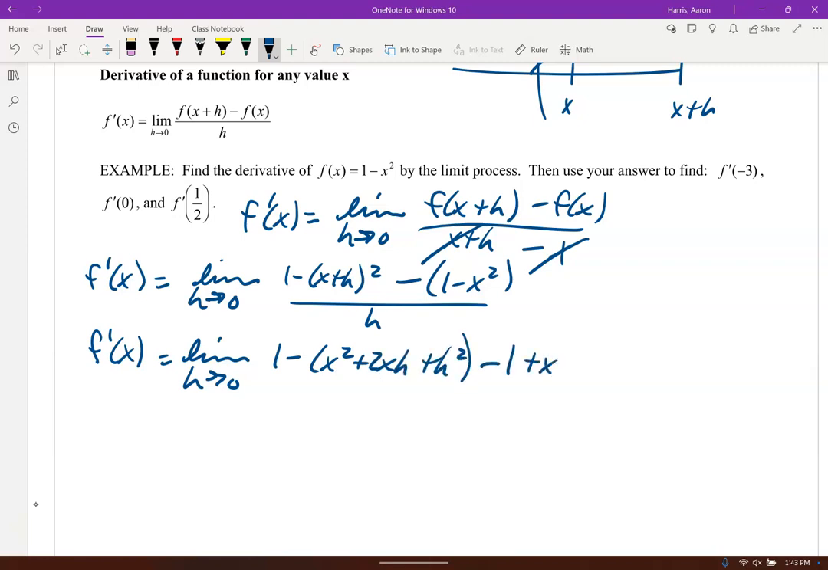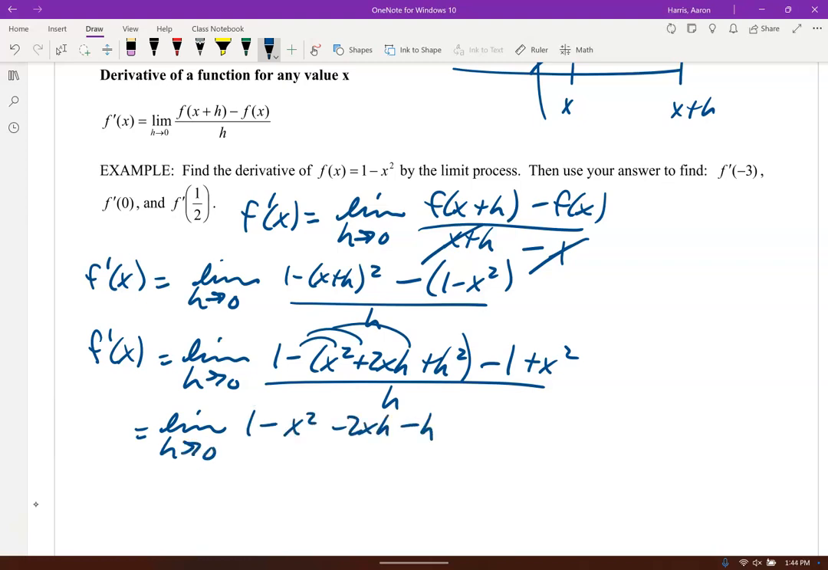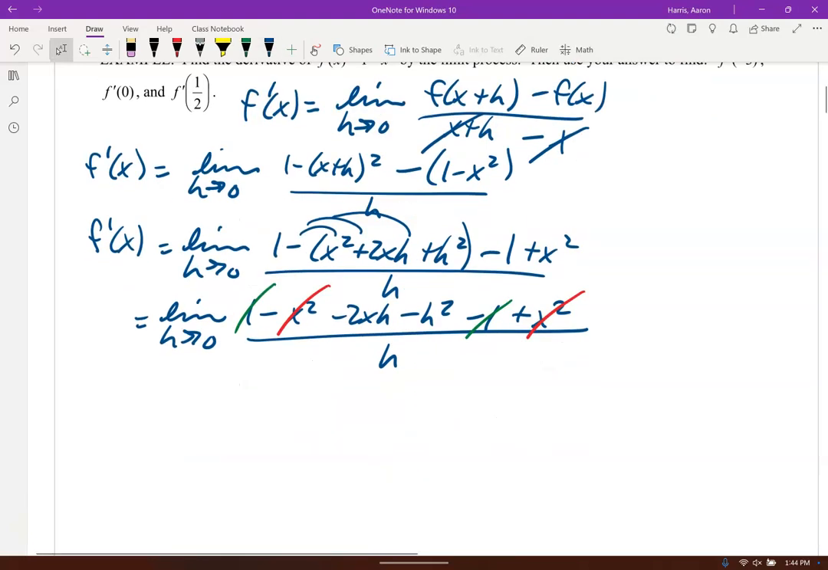Minus 1 plus x squared. Go ahead and distribute that minus through. And notice minus x squared plus x squared, that's gone. I've got a 1 minus 1, that's gone. Remember, I can't plug that 0 in. I'm indeterminate, it'll be undefined.